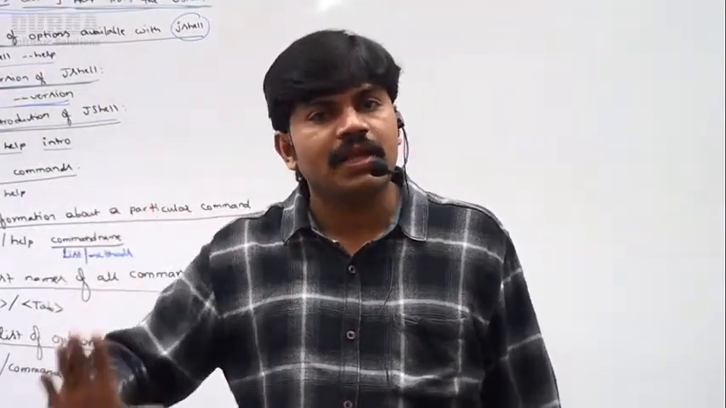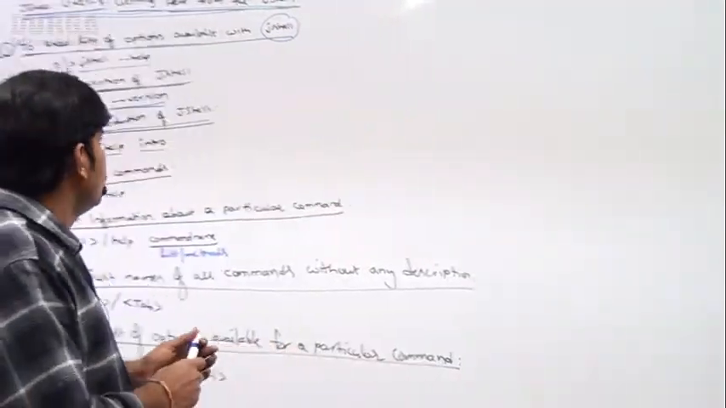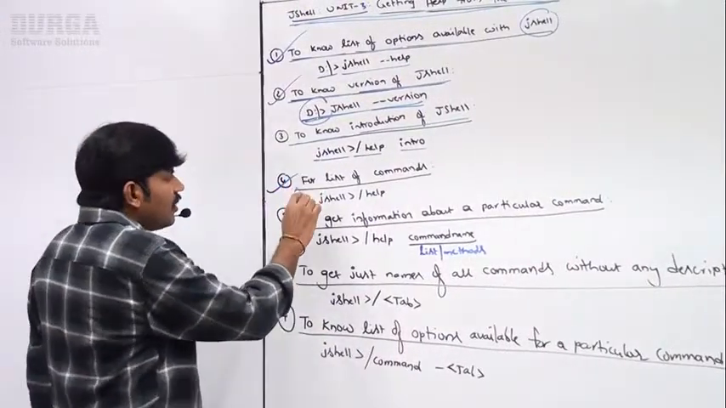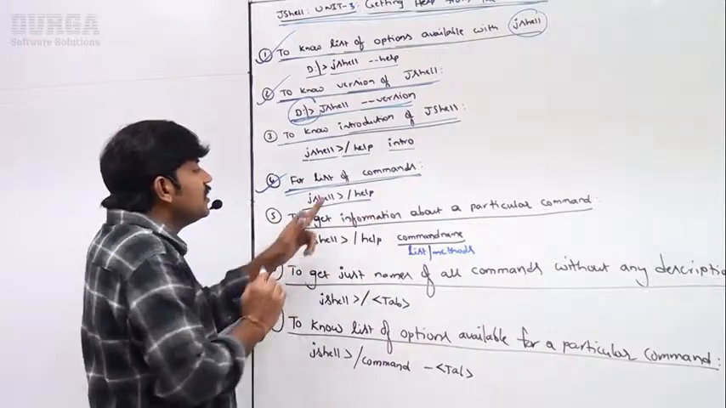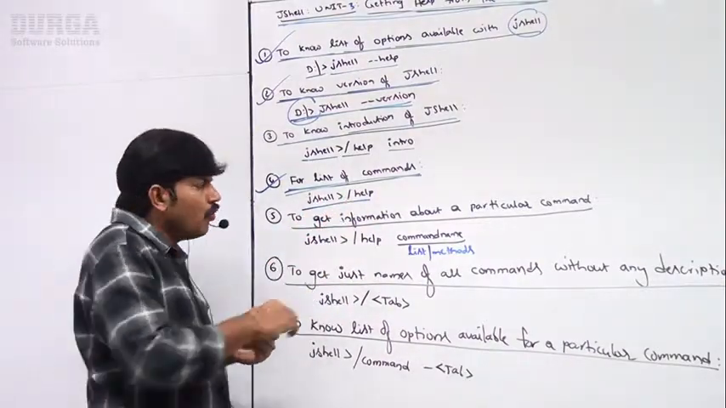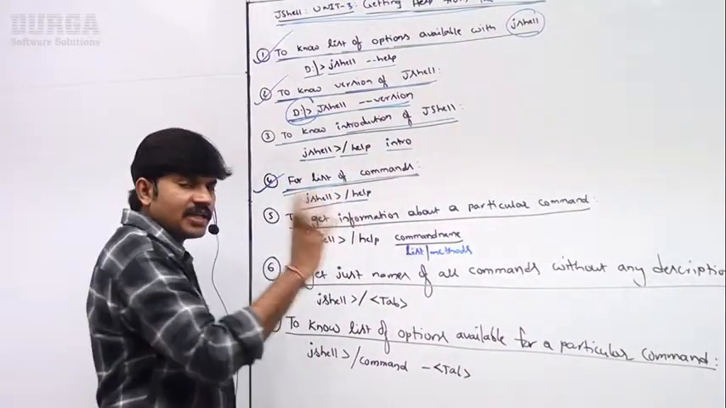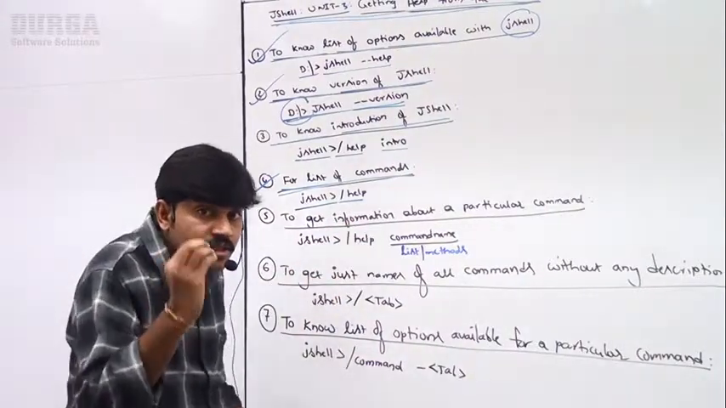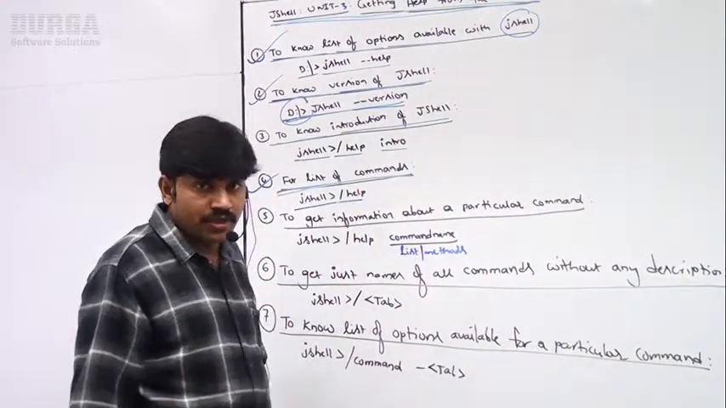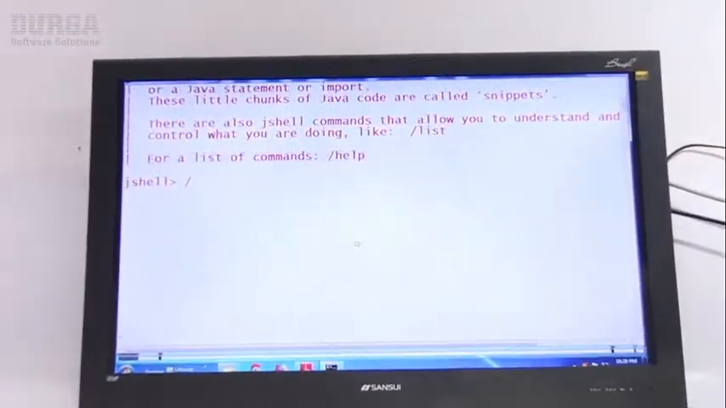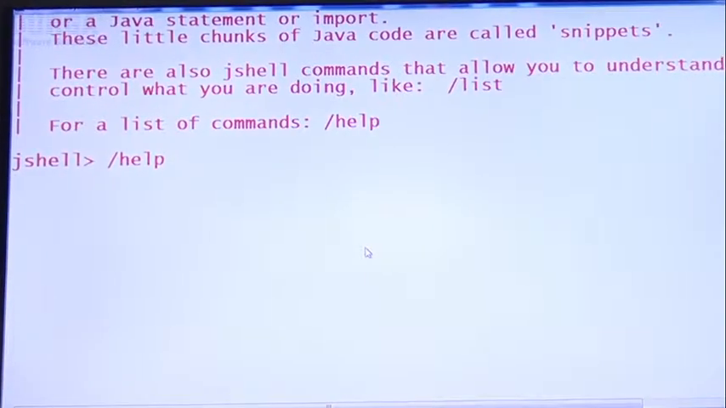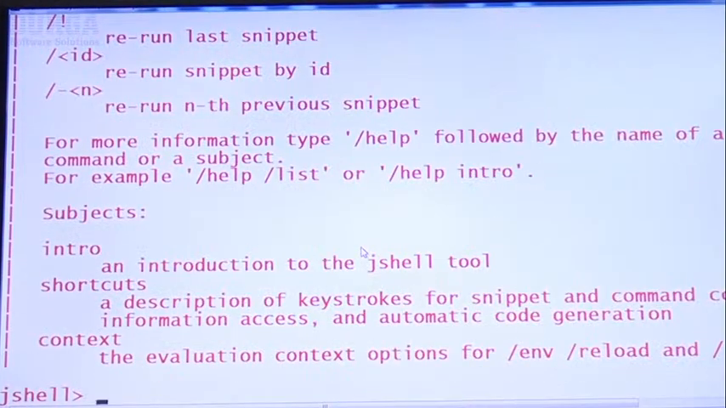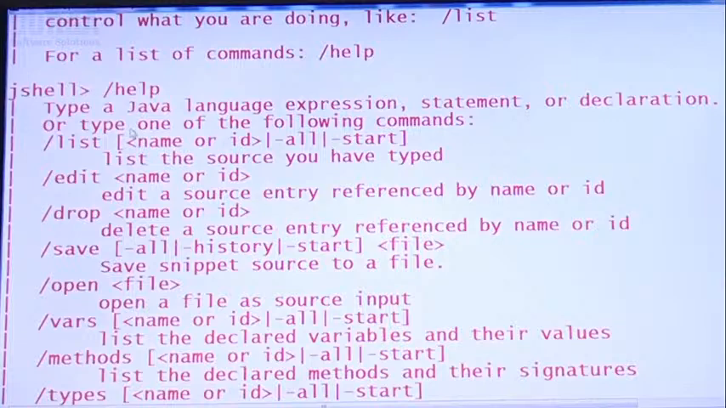Just simply type /help. Remember this one. For the list of commands, if I want to know what the various commands are, /help. Only /help, without any command name, and you will get a list of commands by default. Observe that. Let me use this one. From the JShell console, I type /help. Remember, then automatically, observe that.